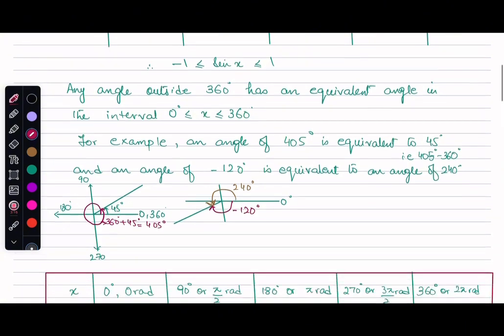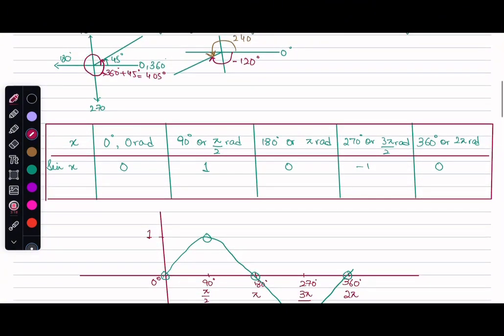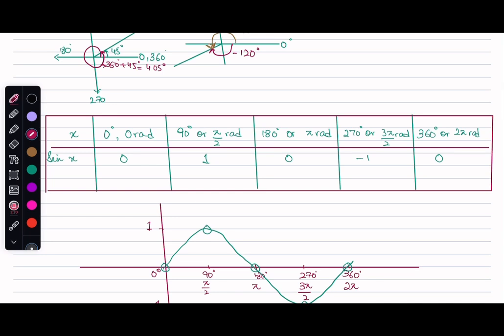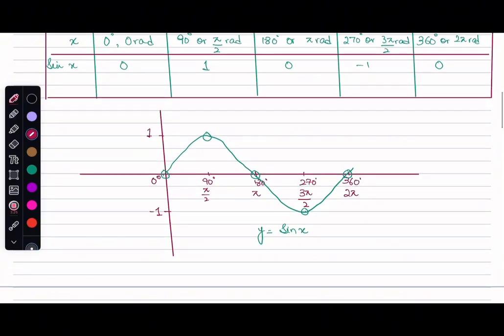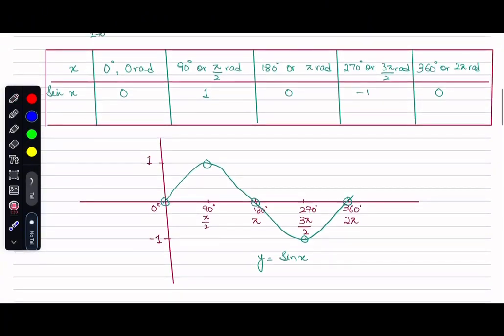And with respect to the axis angle values for sine of x, if I just sketch a basic sine of x graph, then what I come to know here is that sine of 0 is 0, sine of 90 or pi by 2 is 1, sine of 180 degrees or pi is 0, at 270 degrees or 3 pi by 2 our sine value is negative 1, and at 360 it is 0.